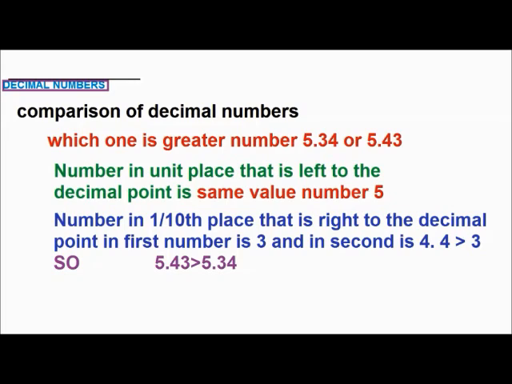Now comparison of decimal numbers. Which one is the greater number, 5.34 or 5.43? The number in the unit place, that is left of the decimal point, has the same value, 5. The number in the 1/10th place, right of the decimal point, in the first number is 3 and in the second number is 4. 4 is greater than 3, so 5.43 is greater than 5.34.